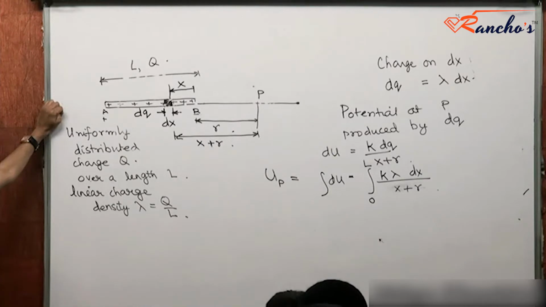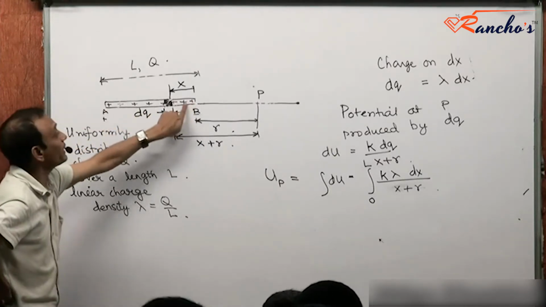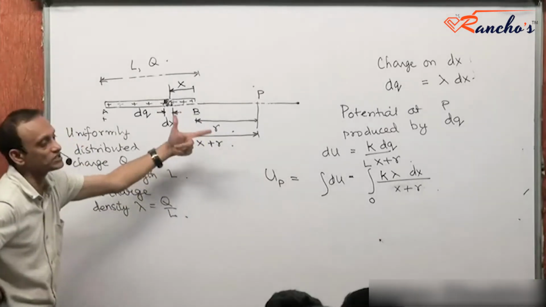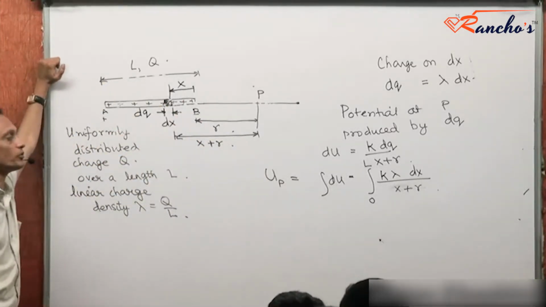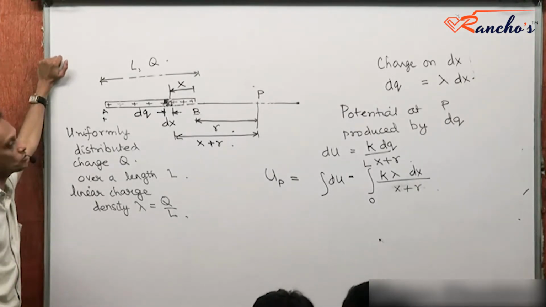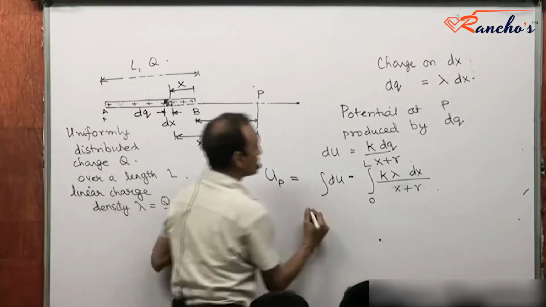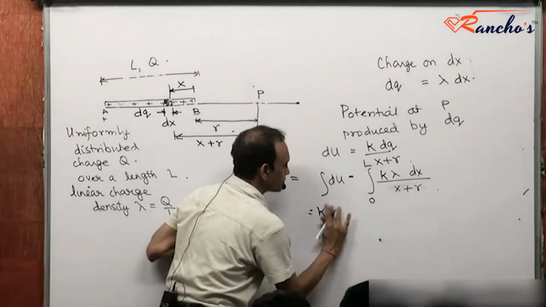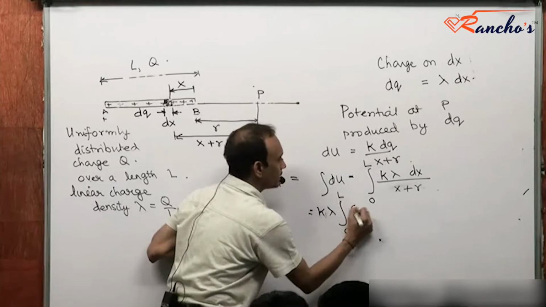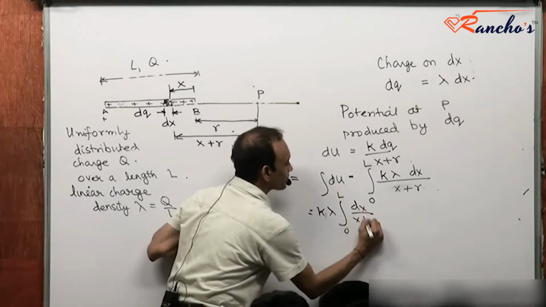X runs from 0 to L will cover all elements between B and A that could be looked upon as point charges dq. Yes or no? X runs from 0 to L, and this you know how to integrate. K lambda will come out. This would be integral 0 to L dx by x plus r.